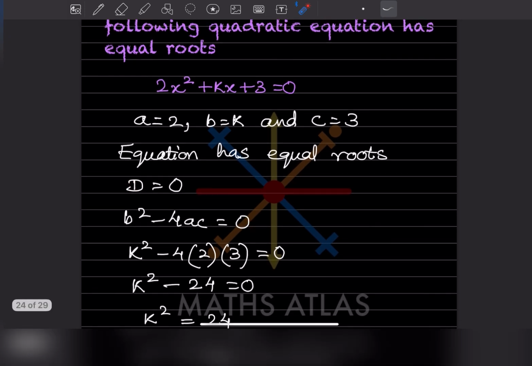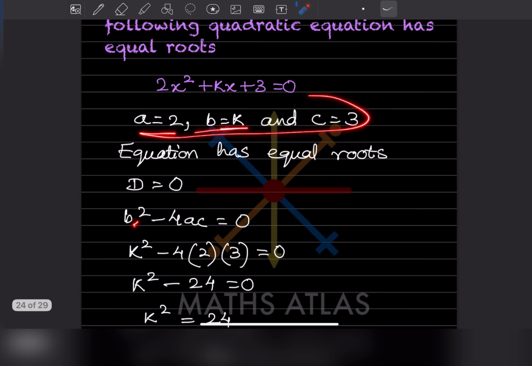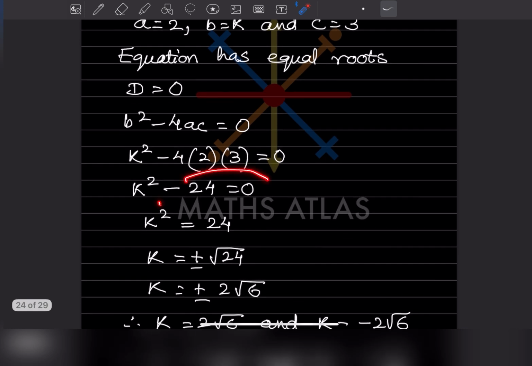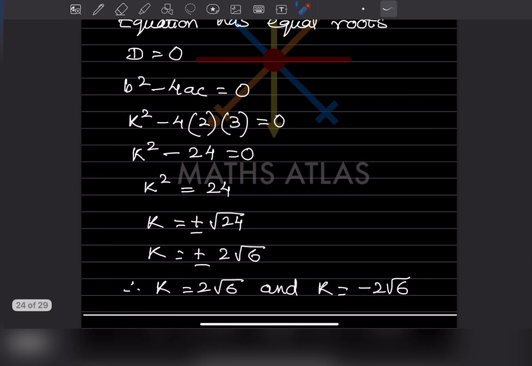So in place of this, you know the values here. You are going to plug in the values. k square minus 4, this will be a is 2, c is 3, is equal to 0. So that will be k square. When you take this together, that is going to be minus 24 is equal to 0. So k square, you take this here, that will be 24. So k is going to be, now see here, this 24 should be plus or minus, because we are going to take the square root on both sides. So plus or minus, that is important, that will be root of 24.